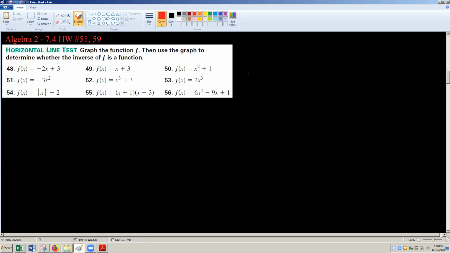So here in 7.4, we're going to start out looking at number 51. Here we want to graph this function and then use the graph to determine the inverse of the function.